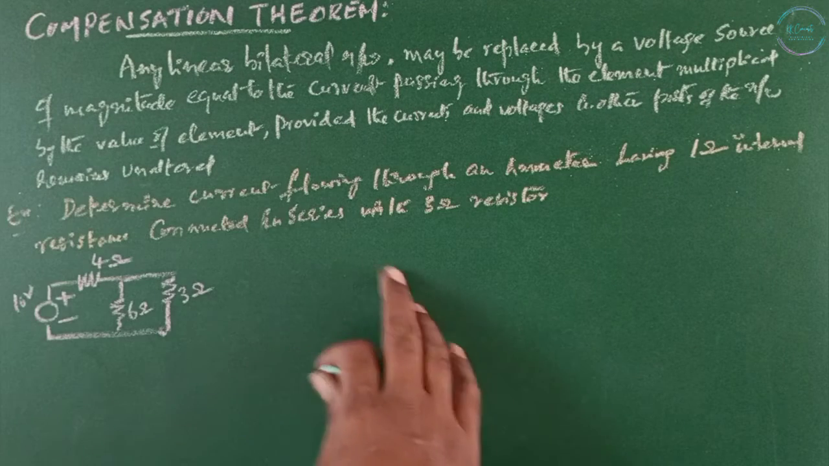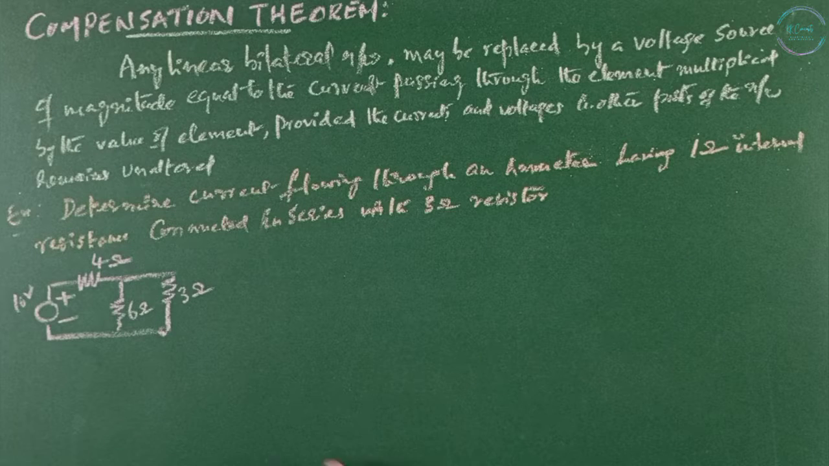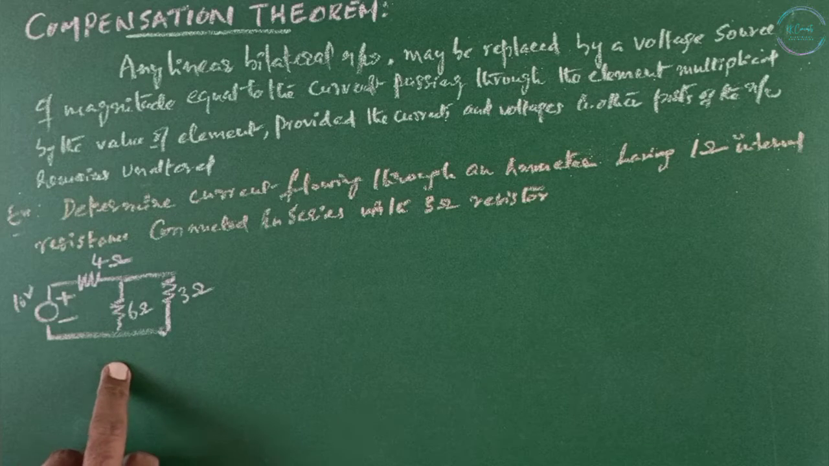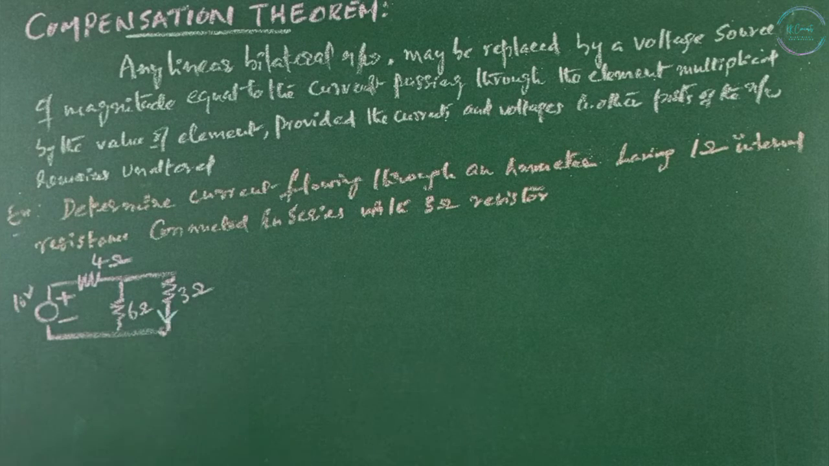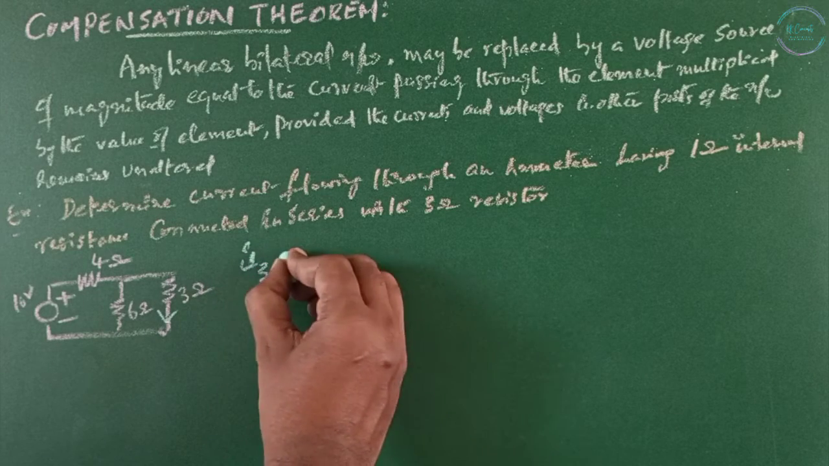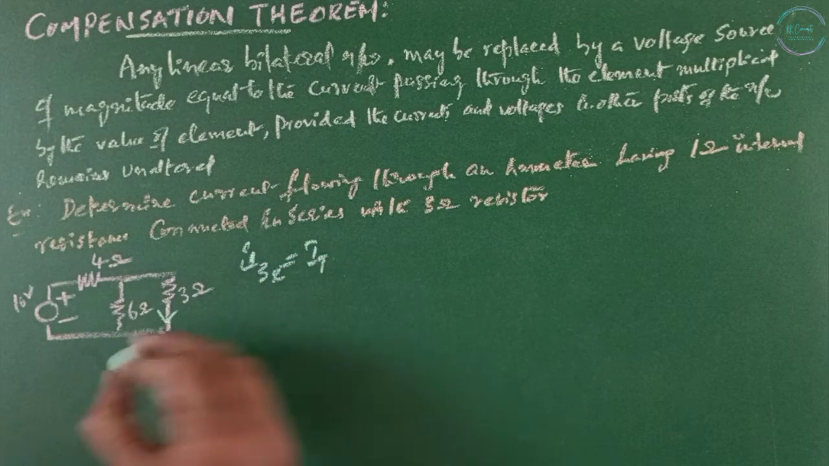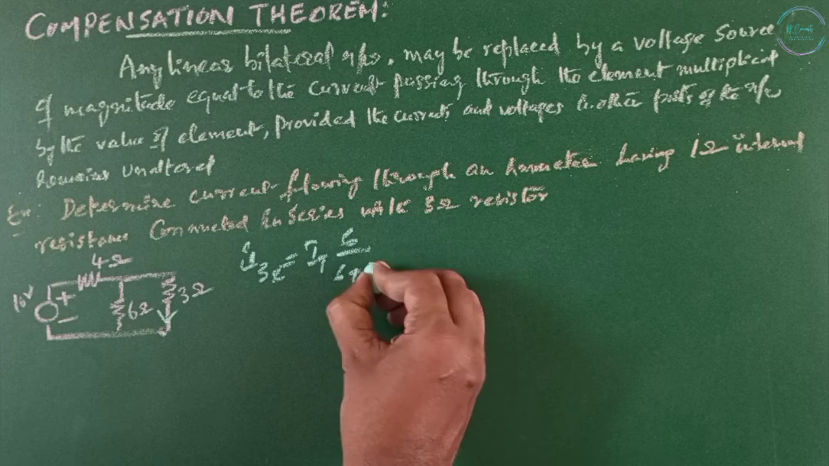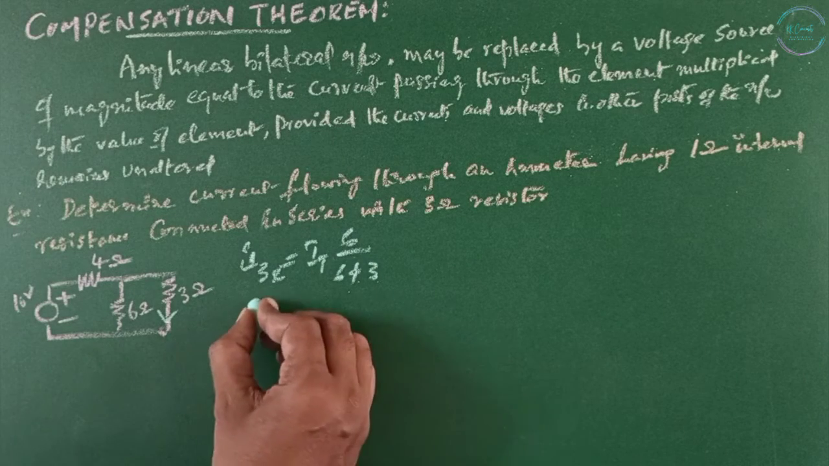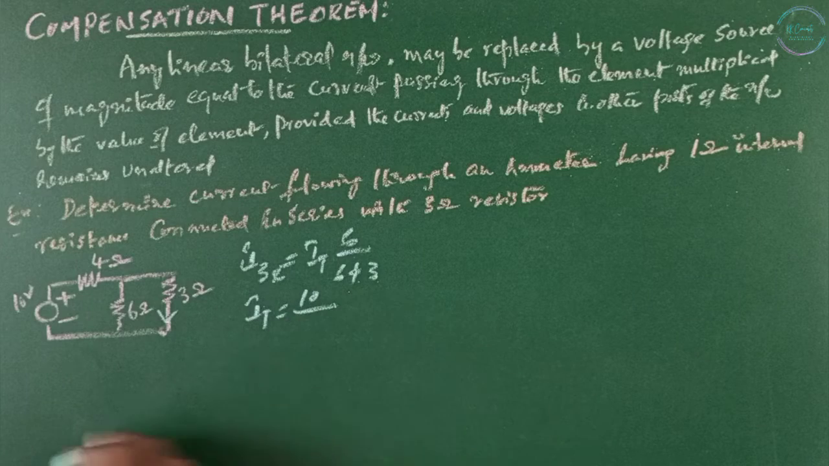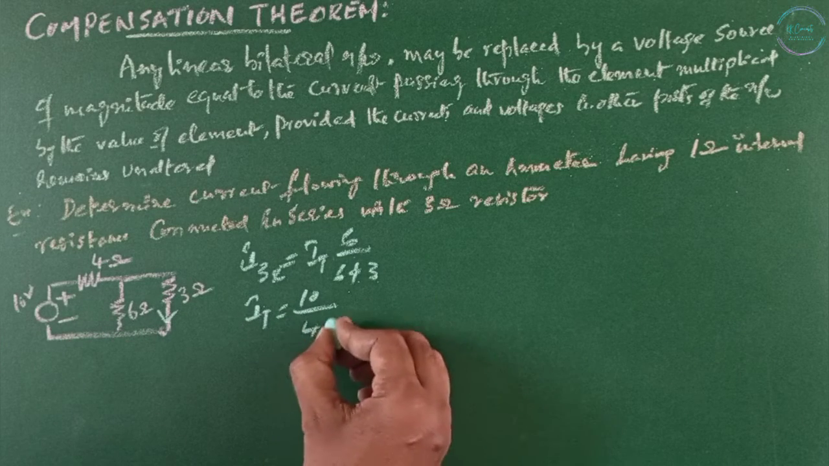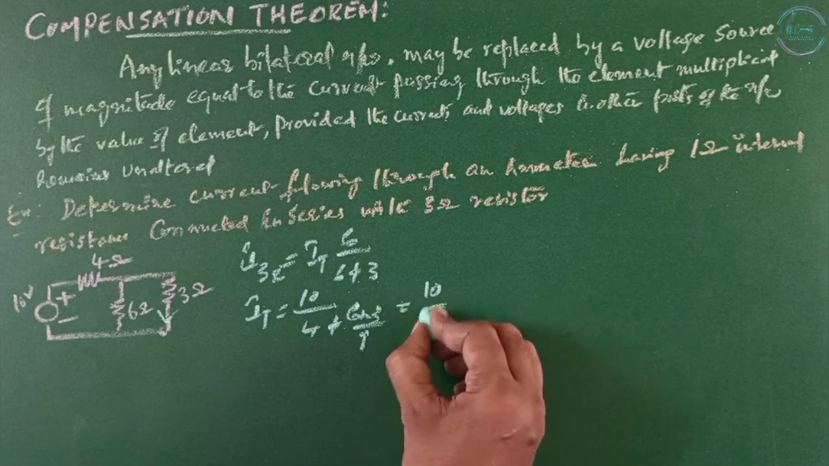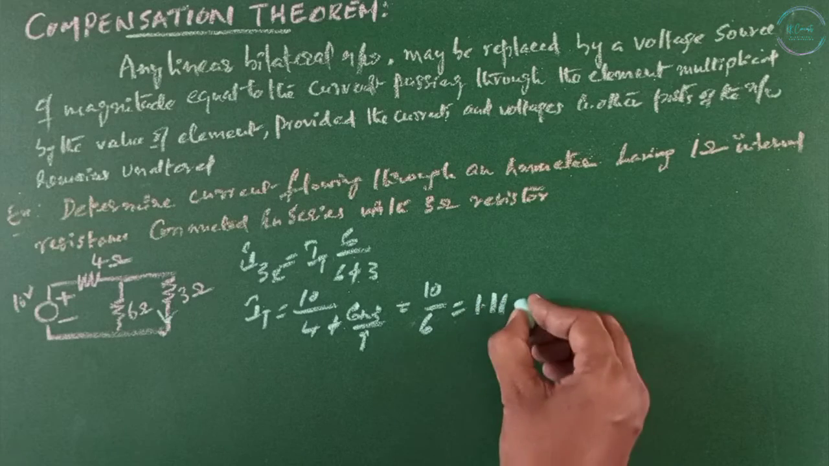Now determine the current flowing through an ammeter having 1 ohm internal resistance connected in series with the 3 ohm resistor. This is our given network. Let us find the current flowing through the 3 ohm resistor. The current through the 3 ohm resistor is given by the total current and the opposite branch resistance divided by the opposite branch resistance plus the branch resistance. The total current IT is the voltage divided by the total resistance, that is 4 plus 6 and 3, that is 6 into 3 divided by 6 plus 3, which is 9, giving 10 by 6, which equals 1.11 amps.